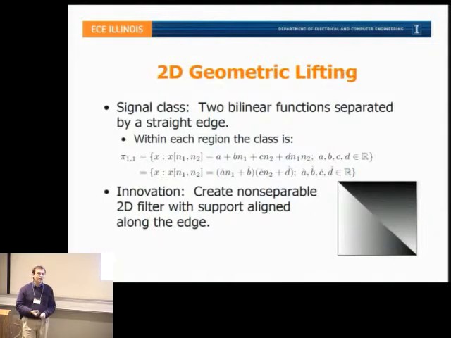The interesting thing with this signal class is that this is equivalent to the signal class for the 5-3 wavelet and Daubechies wavelet of order 2 that have 2 vanishing moments. So this is the same type of signal class that those were designed around. So what is the innovation we're looking at? Let's create non-separable 2D filters with support aligned along this edge. So this is going to be an adaptive filter. You need to know what your angle is and design a filter for that angle that works best in your prediction.